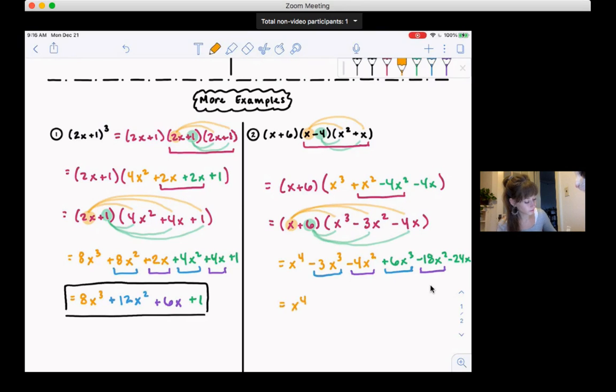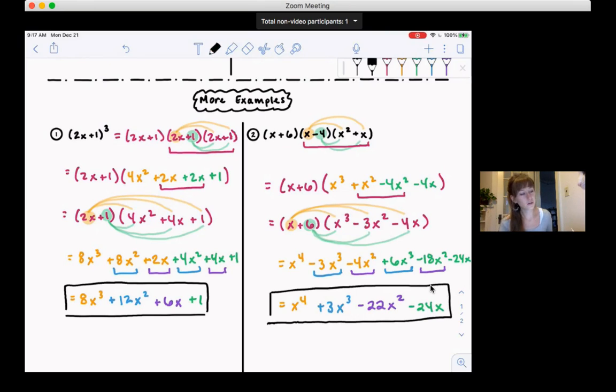We have x to the fourth, then minus 3x to the third plus 6x to the third gives us plus 3x to the third altogether, minus 4x squared minus another 18, so we're going more negative. So that will give us minus 22x squared. And then finally, we have minus 24x hanging out at the end. All right, final answer. So that's an overview of how to multiply polynomials together.